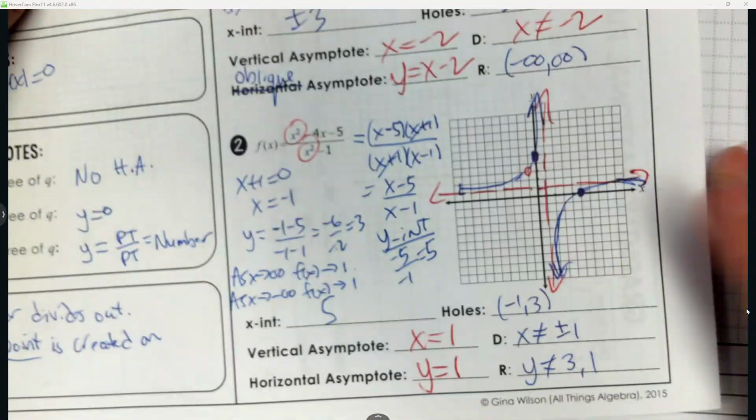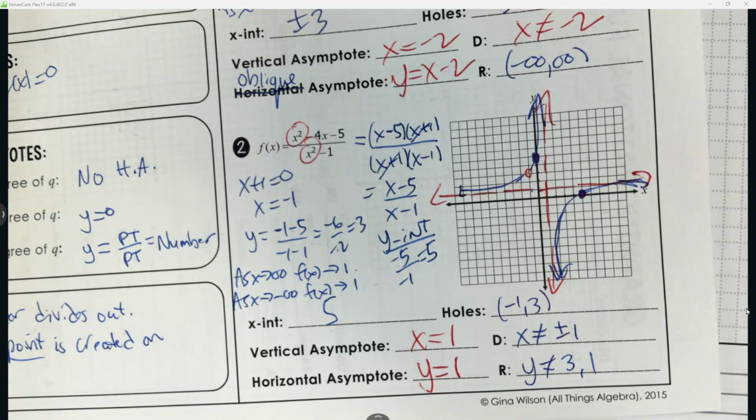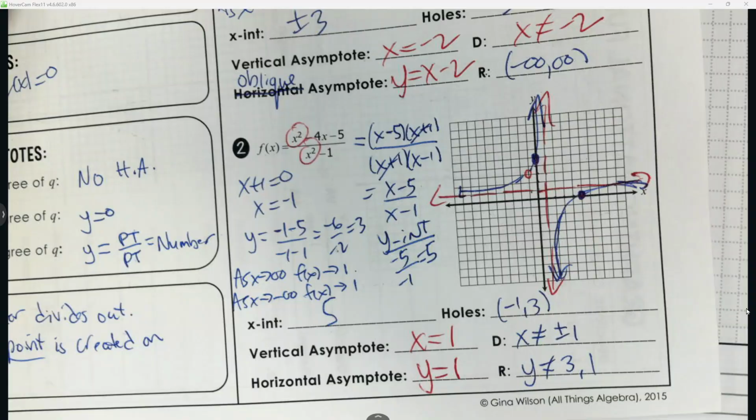All right, so there's a quick review in terms of a rational function and all the layers involved to analyze and graph.